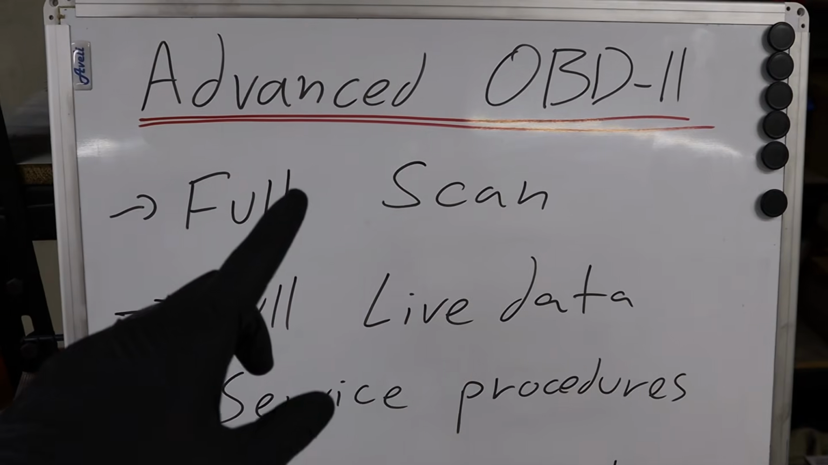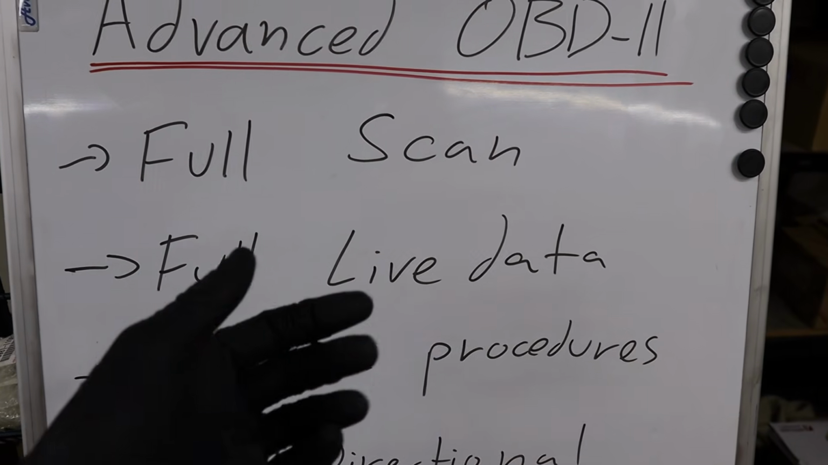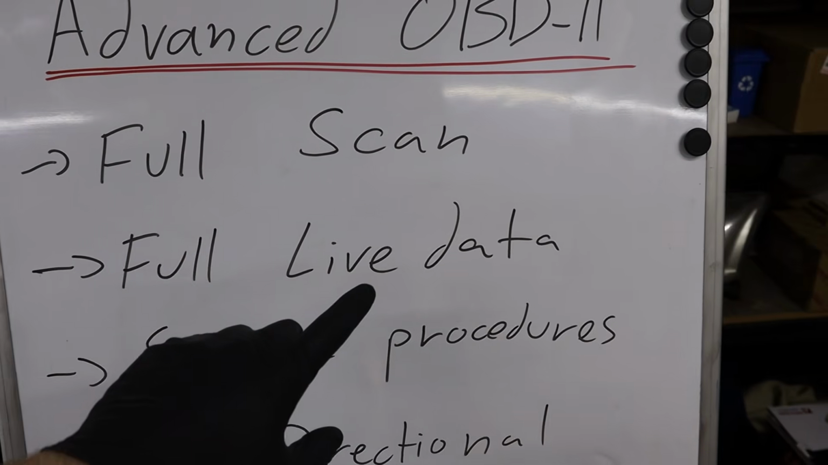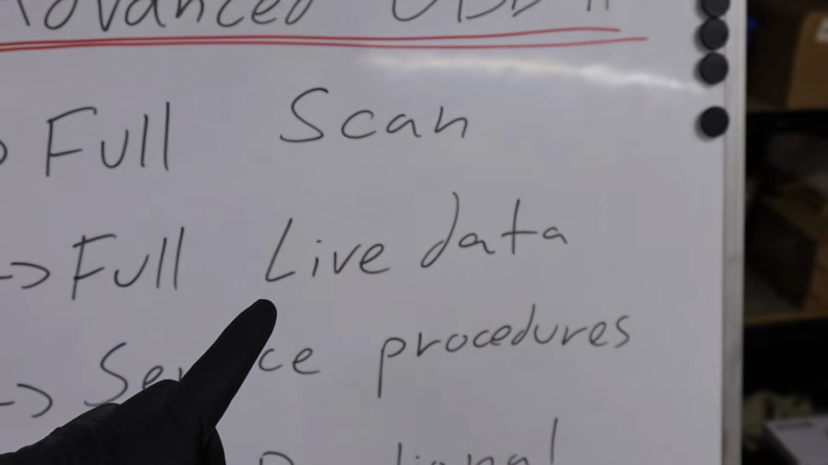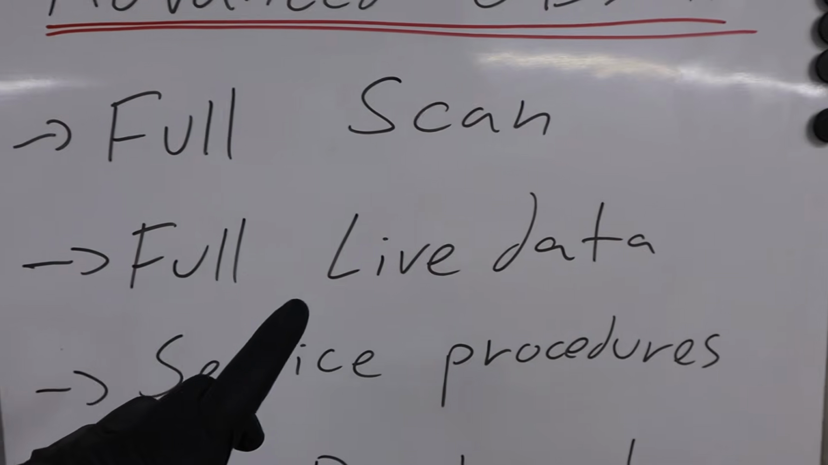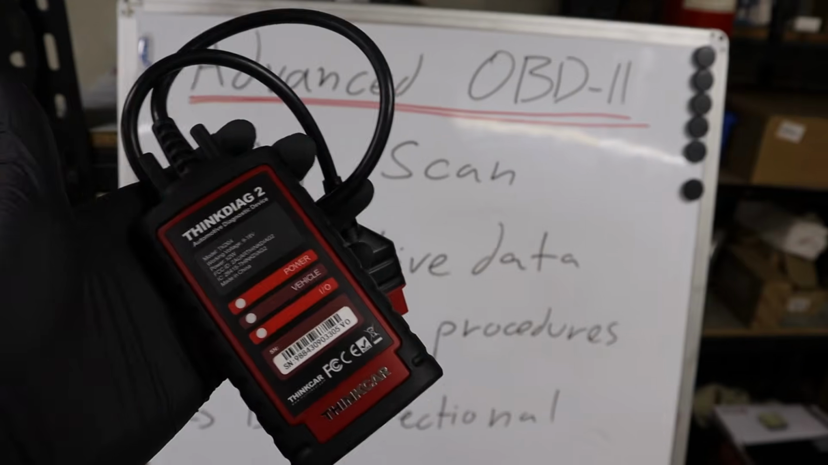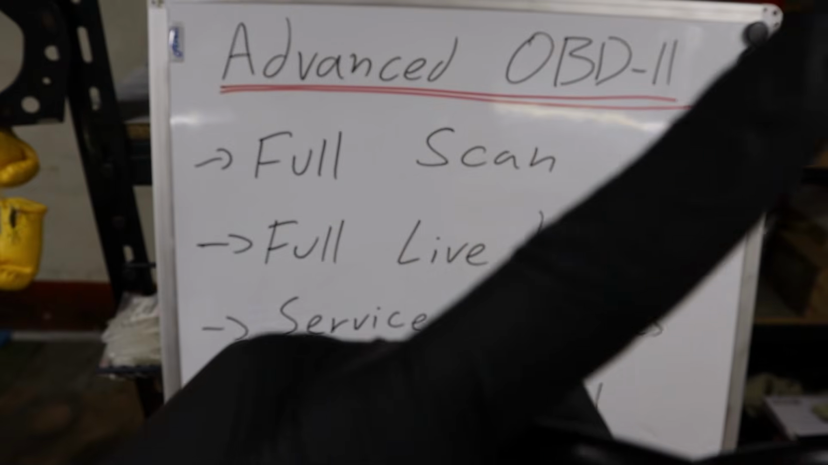The same as full scan, full live data means we can access each control module and read the live data in it. I use this function to check out the mileage records. Old vehicles like this Punto won't have many mileage records, but newer vehicles will have mileage records stored in different control modules. And even with this ThinkDiag, I was able to detect mileage fraud already. I even have one video about that, it will be linked up here.